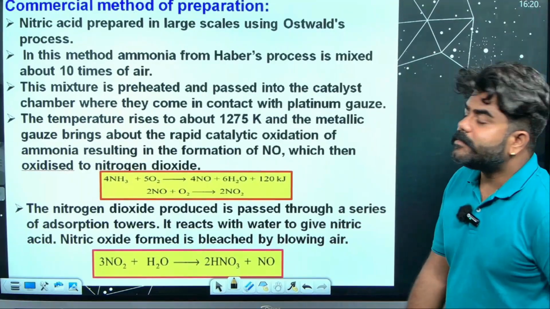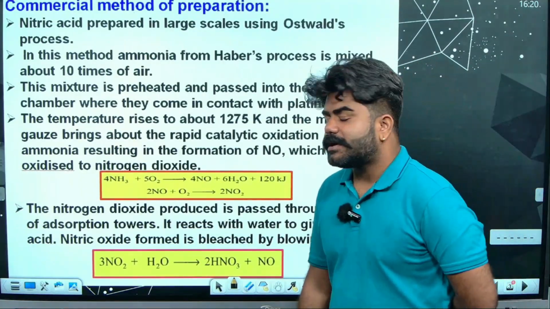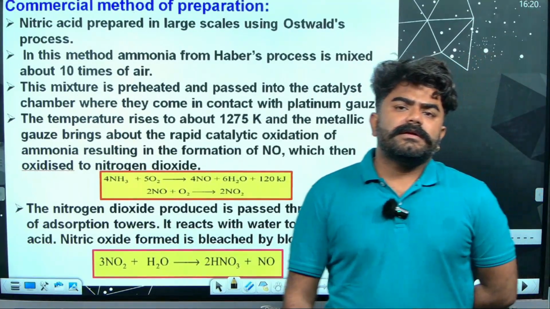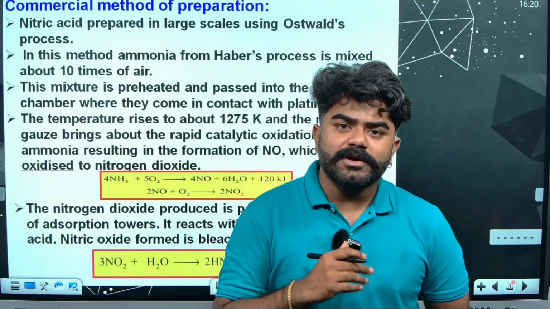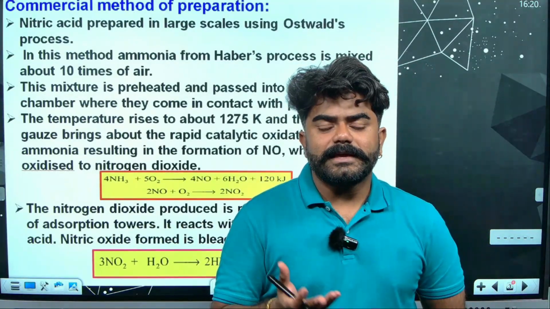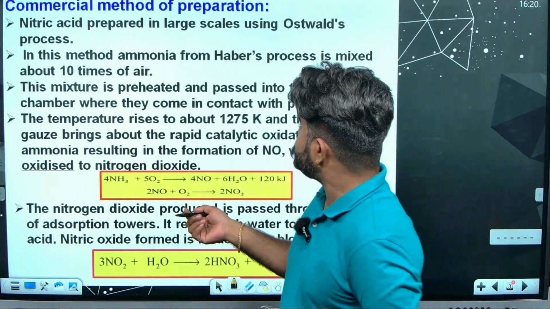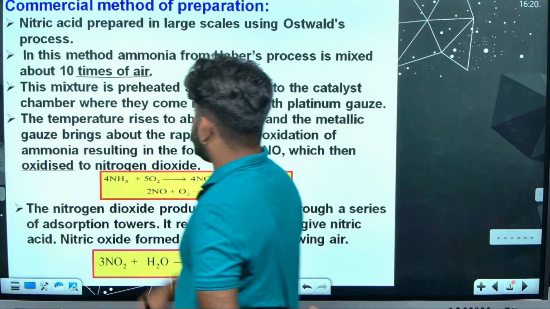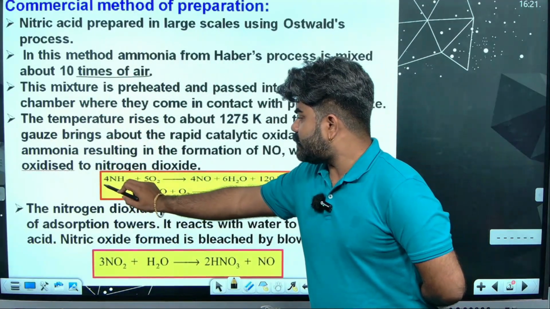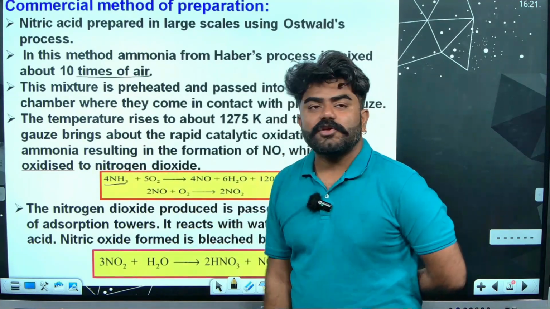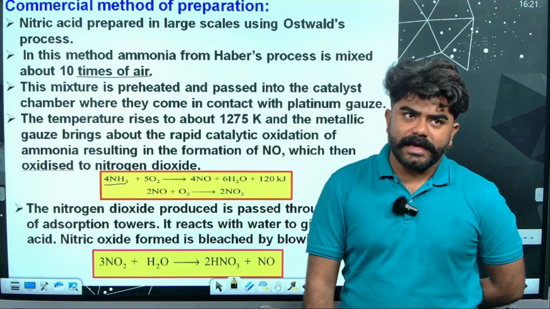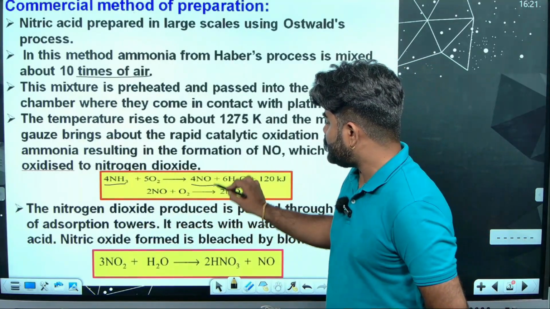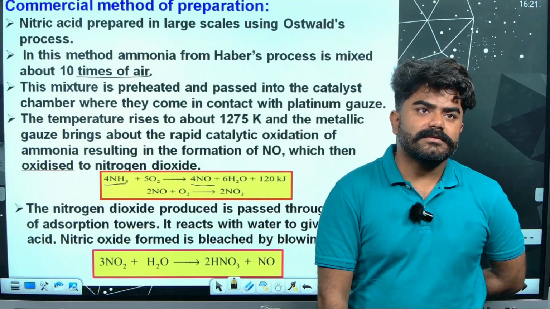Now let us see the commercial methods of preparation. For the commercial method, we take ammonia. Where do we take ammonia from? Ammonia prepared by the Haber's process is mixed with around 10 times of air, and you get nitric oxide as the product.